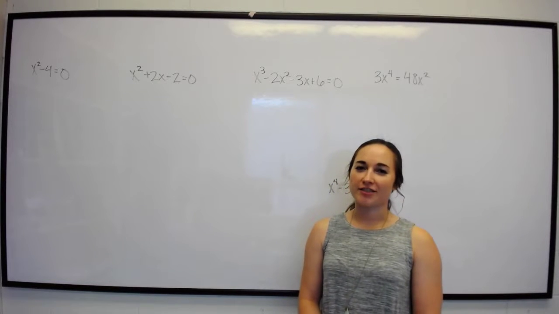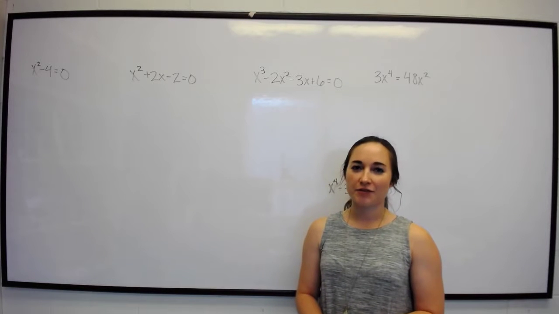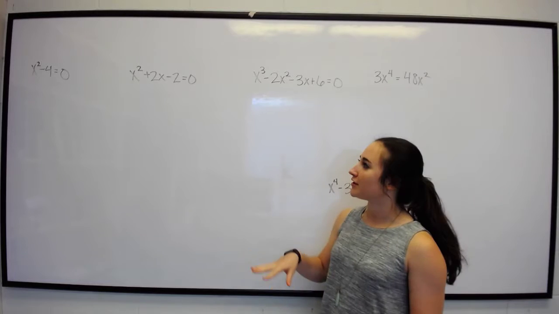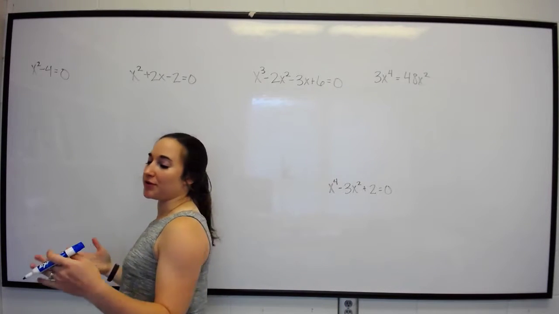Today we will be factoring, completing the square, taking the square root, and using the quadratic formula to solve polynomials. So let's start with x squared minus 4 equals 0. We're going to work this one two ways.